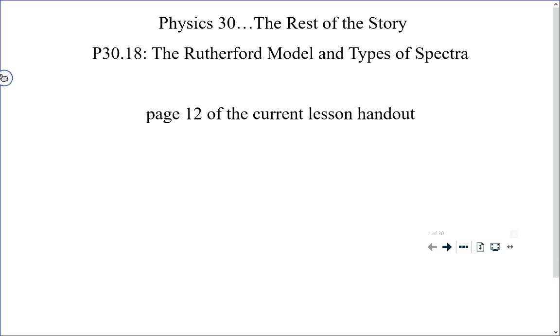We're going to be looking today at lesson 30.18, which deals with a lot of qualitative material. We're going to be looking at the third model of the atom, the Rutherford model of the atom, and we're also going to be talking about different types of spectra. And everything that we learned today is setting the stage for the lesson that we're going to be covering on Friday, which is dealing with the Bohr model of the atom. And this lesson can be found on page 12 of the current lesson handout.